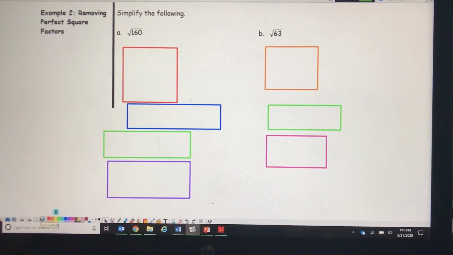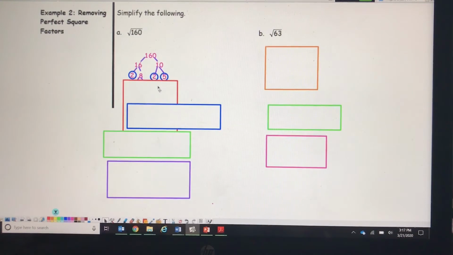Our first problem is the square root of 160. I know that is not a perfect square root. That tells my brain I need to do a factor tree. I'm going to start with the factors of 16 and 10. I then am going to break it down to 2 and 8 and 2 and 5. I'm going to circle both my 2's and my 5 because I do know that they are prime numbers.